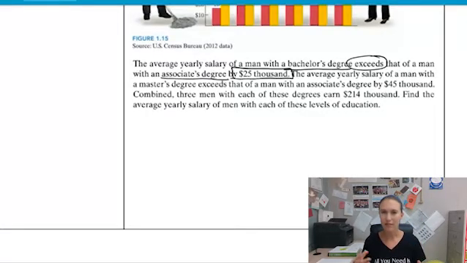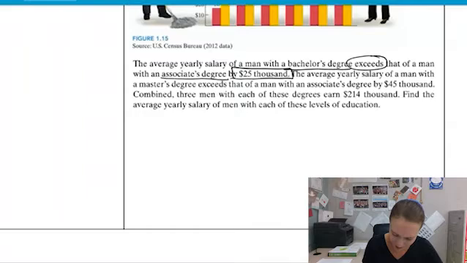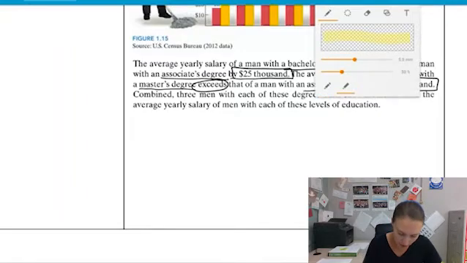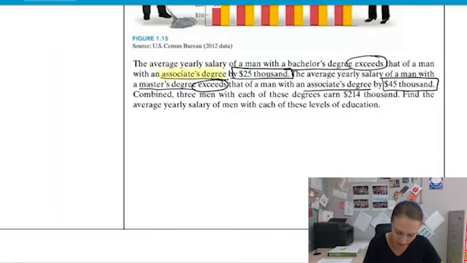So I'm underlining, circling, boxing things that all seem important. The average yearly salary of a man with a master's degree exceeds that of a man with an associate's degree by $45,000. So we can already start writing something. And if you notice in these first two sentences, both the bachelor's degree and the master's degree are both compared to the associate's degree.